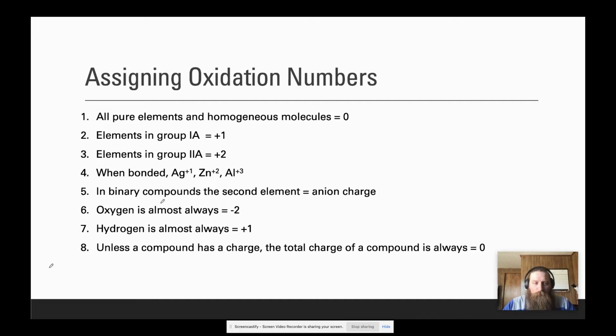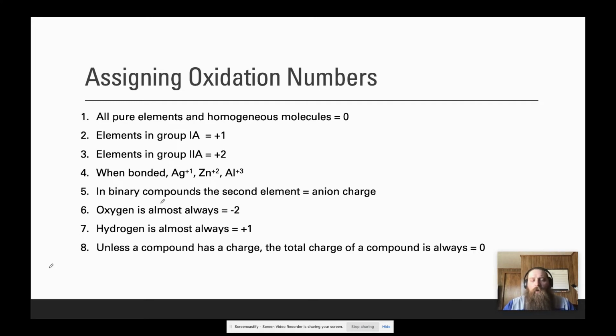So the first rule is that all pure elements and homogeneous molecules have an oxidation number of 0, okay? If you are a group 1A element, you have a +1 charge. If you're a group 2A element, it's a +2 charge. When they're bonded, silver, zinc, and aluminum have +1, +2, or +3, respectively. In a binary compound, so that's just two elements, the second element is going to be equal to the normal anion charge. So, like if it's a halogen, it's going to be -1. If it's a chalcogen, it's -2, so on and so forth.